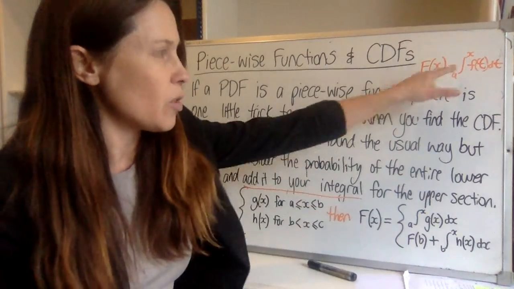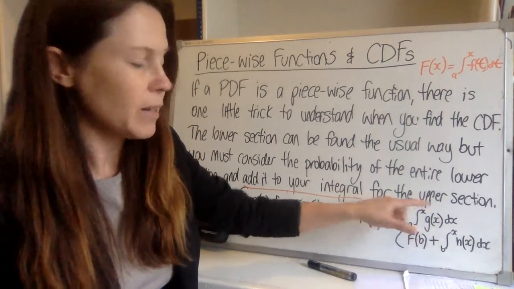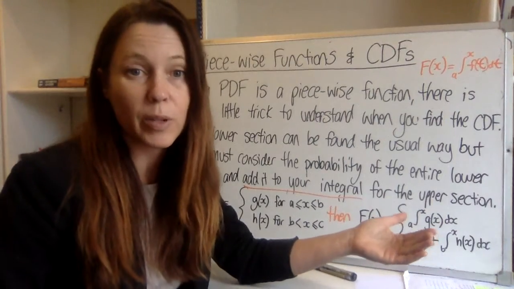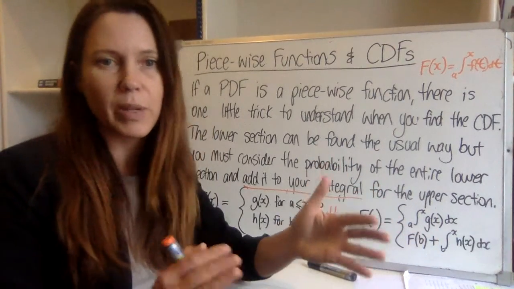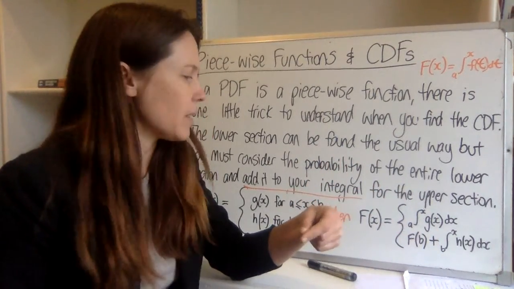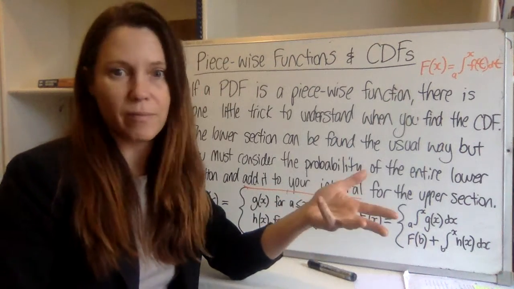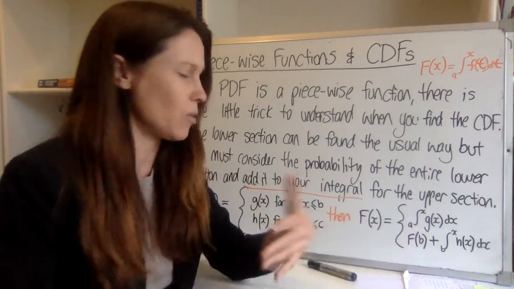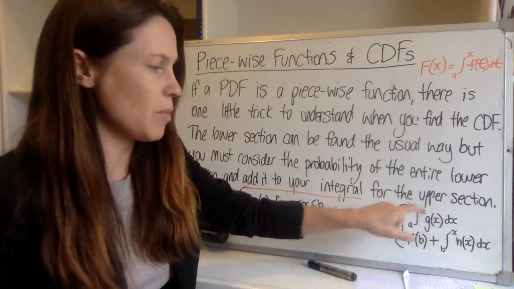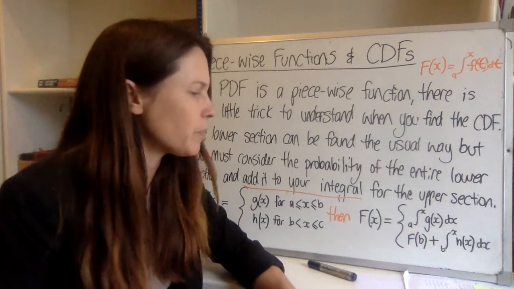I just need to use the normal procedure. Go from my lower bound up to x. In other words, make the upper bound movable so that we can say, what's the probability that our random variable is this or less. So we want the upper one to be a variable.